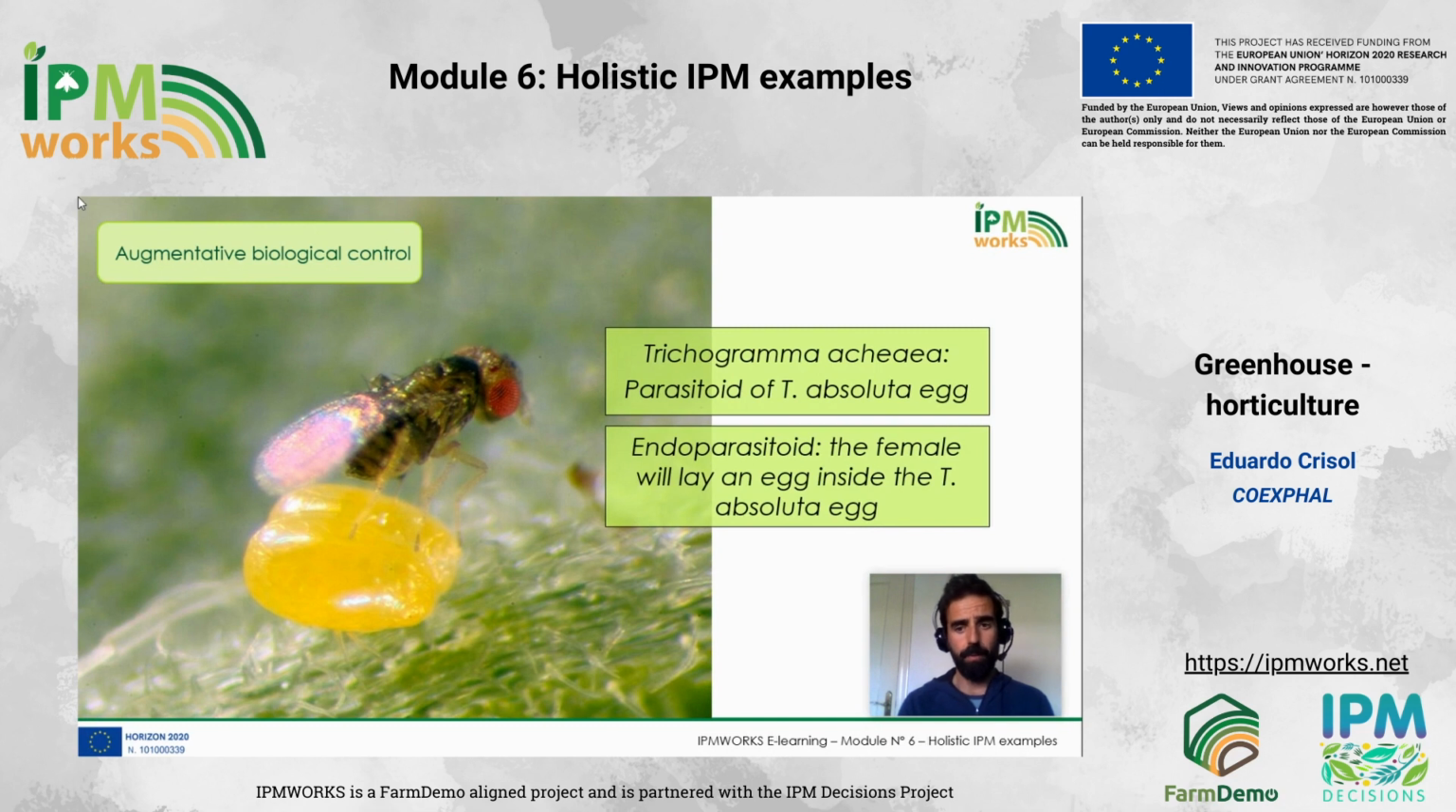We have another natural enemy that is commonly used in greenhouses, which is Trichogramma achaeae. It's a parasitoid of Tuta absoluta eggs. In this case, we have a very small wasp. It's an endoparasitoid, and the female is going to be laying eggs inside Tuta absoluta eggs. So you can imagine how small this wasp is.